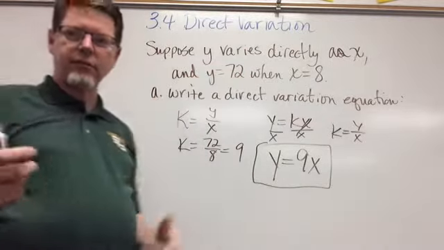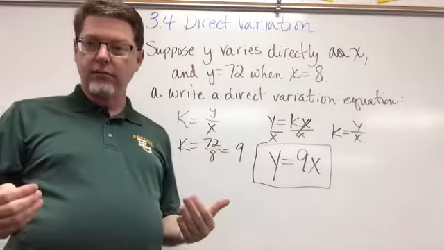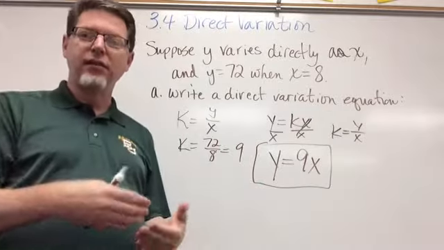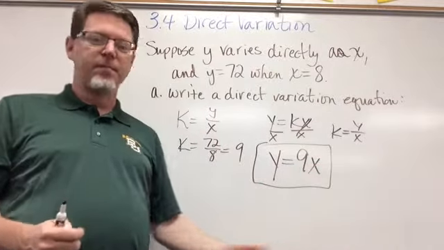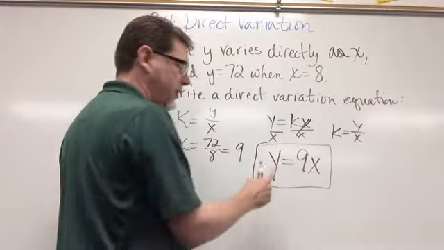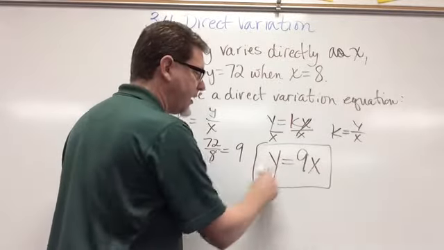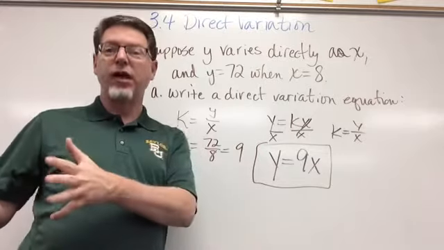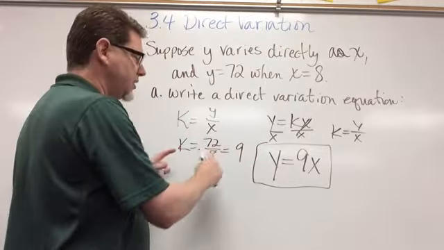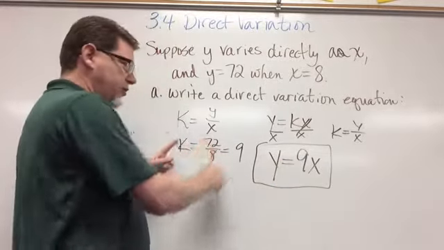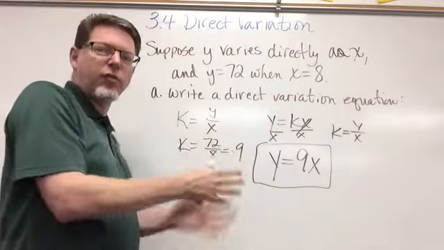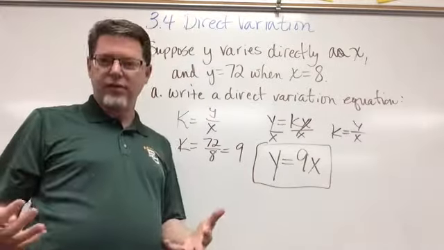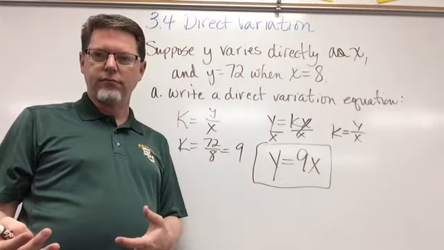So once again, find k by doing y over x, and then once I find k, plug that back into the original formula. Notice that in my formula, in my equation, I have a y and an x. I don't change that y and x to a numerical value in the final product. I do have to change that y and x to a numerical value here to find k, but once I'm asked to write the equation, the y and the x are actually variables, not a numeric value.